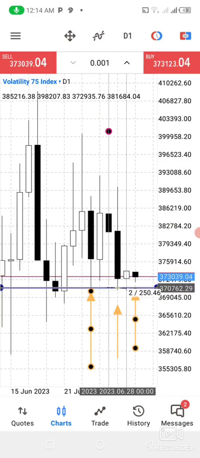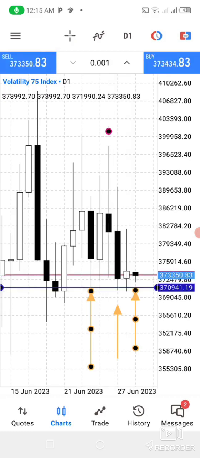the overshoot is around, let's measure. Okay, it is around 500 pip. Okay, so this 500 pip for Volatility 75 Index is what you call 0.